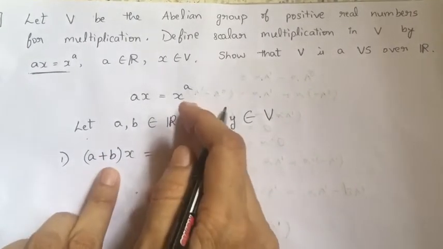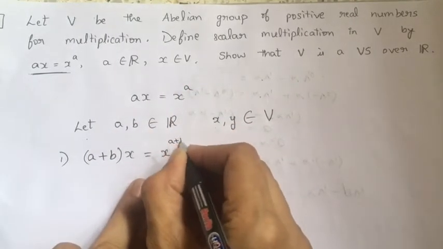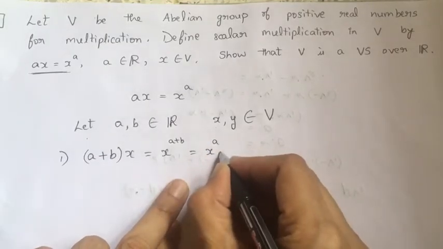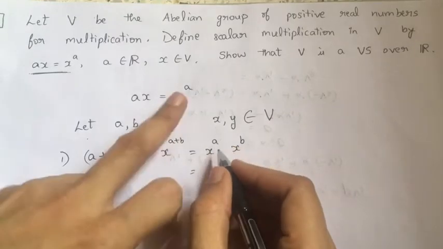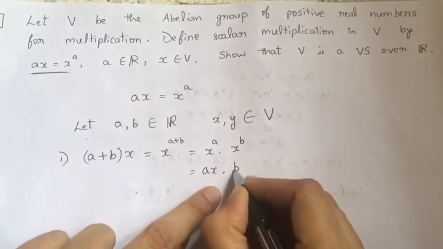This is by definition X power A plus B, which will be equal to X power A into X power B. In fact, what is this? X power A is nothing but AX into X power B is BX. So this is true, no problem.